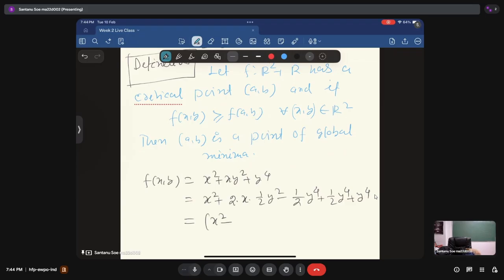So this can be written as x square plus half y square, whole square. This is gonna be 1 by 4.